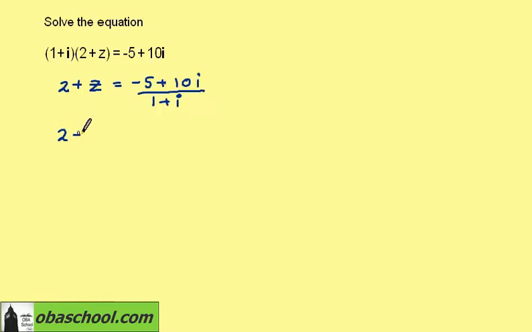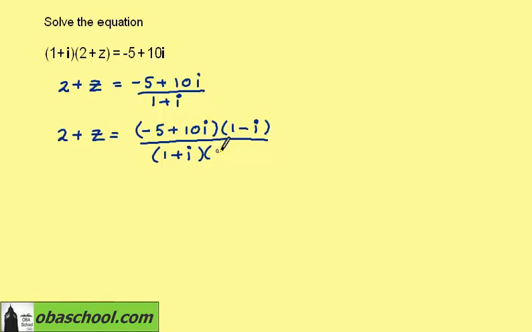We don't want the 1 + i in the denominator, so we can use the conjugate and the difference of two squares. We multiply (-5 + 10i) over (1 + i) by (1 - i) over (1 - i). So effectively we multiply both top and bottom of our original fraction by 1 - i.